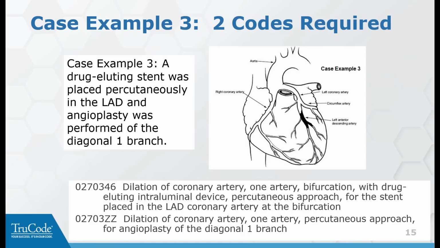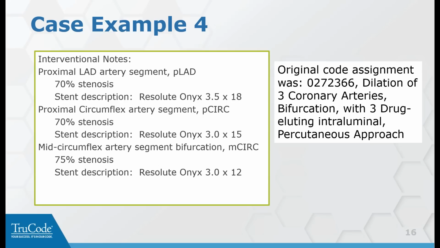Okay, now, next one, case number 4, this one's a little bit more difficult, and I will tell you that this is an absolutely real case. And what has happened here is the coder has assigned a code that I don't think tells the story of what's going on. The interventional notes say that there is a proximal left anterior descending segment with a 70% stenosis. Then there's a proximal circumflex segment with 70% stenosis, and a mid-circumflex artery segment bifurcation. And they actually said that in the documentation, and that one has a 75% stenosis. So they're going to treat all of this with the Resolute Onyx stent, which is a drug-eluting stent. The original code assignment for this said that 3 arteries were treated with 3 stents at the bifurcation, which is really not the story I think we need to tell.